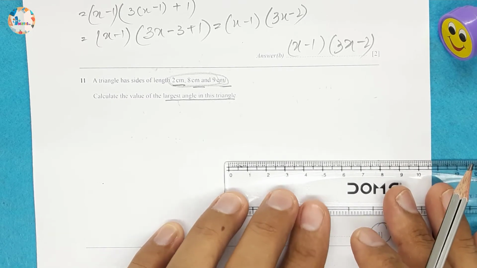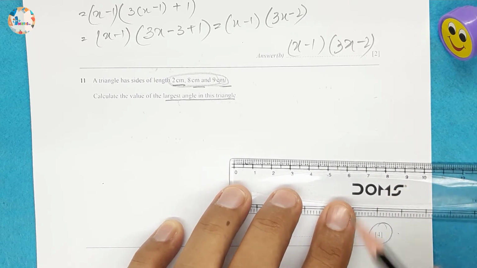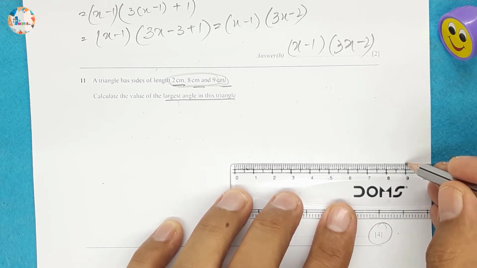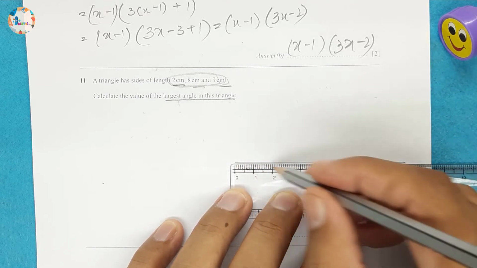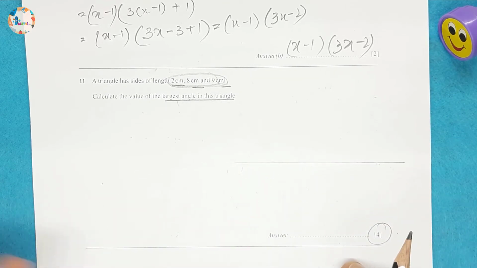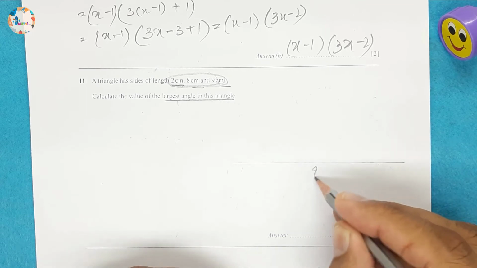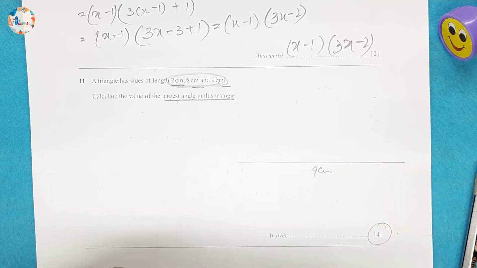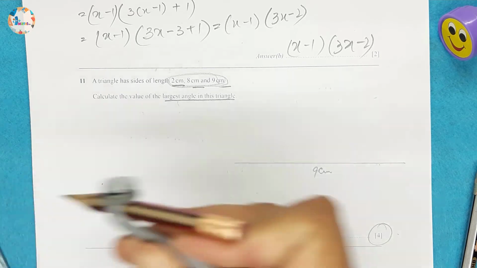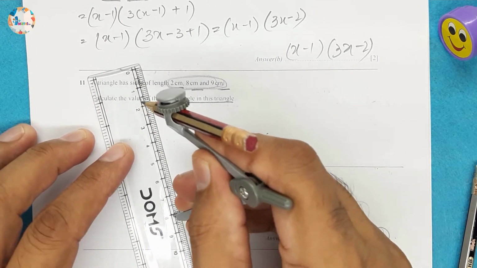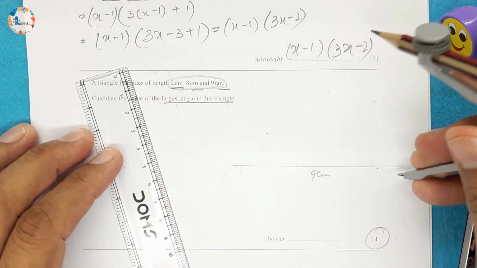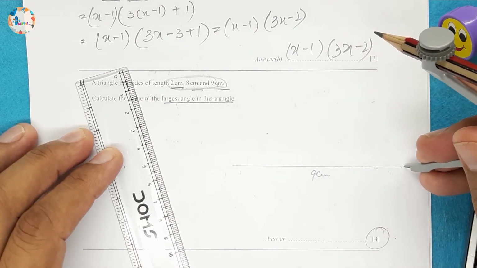So what we can do is roughly sketch, which is not required in the question, but to figure out which two sides have the largest angle, we can quickly sketch roughly. For example, this is 9 centimeters, then we can take 8 and 2 centimeters. So I will check for the 8 centimeter side. So quickly we can roughly draw this one from here.